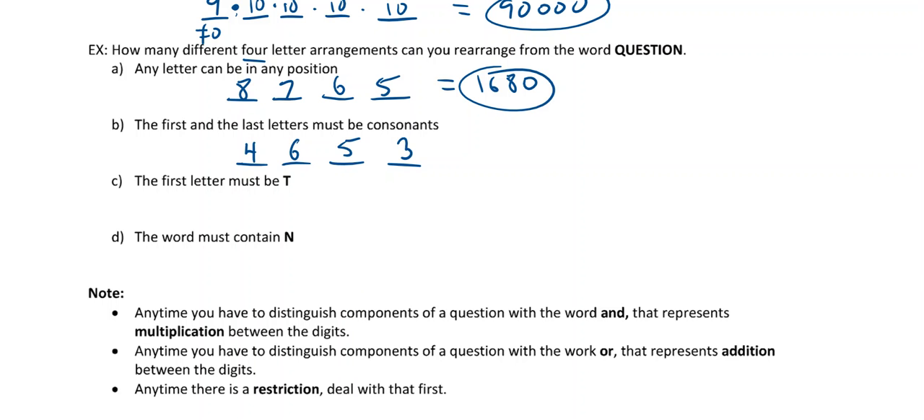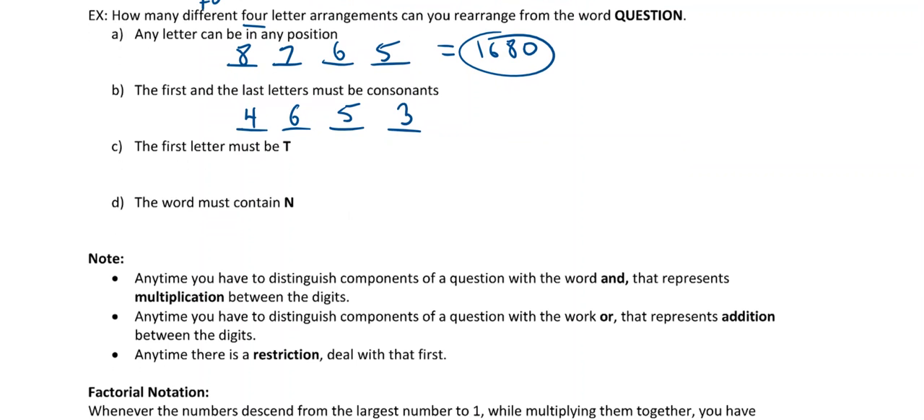All right. The first letter must be a T. So let's do the same thing with the four blanks. So my first letter must be a T. Well, how many ways are there for the first letter to be a T? Well, 1. It has to be a T. Okay. So then after that, I just know I've already used the T. So then I can just use the rest of the letters, right? So there's only 7 left now. So now I'm just going to go 7. And then the next one would be 6, and then 5.